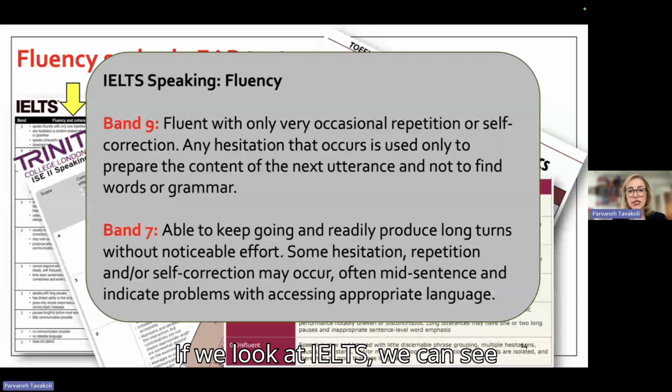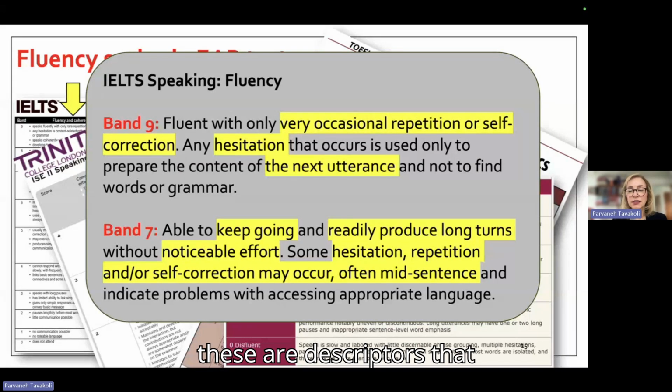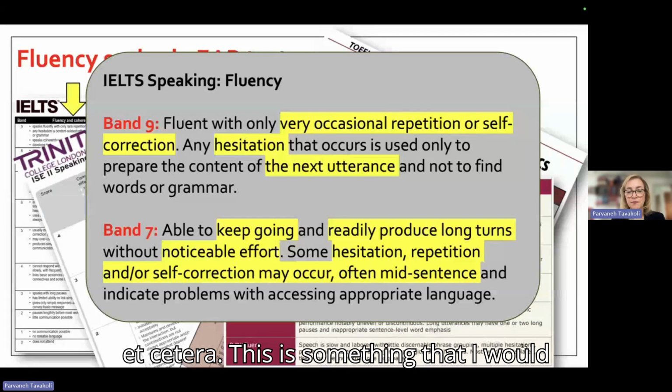If we look at IELTS, we can see these are descriptors that define fluency at band 9 and band 7. You can see many references to repetitions, self-corrections, hesitations, also some indication of speed, being able to keep going and readily producing long turns. If you look at other tests, a common theme you would see is that they rely almost heavily on repair measures, hesitations, corrections, etc. This is something that I would like to come back to later on.